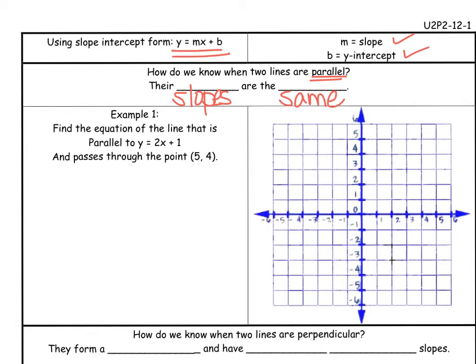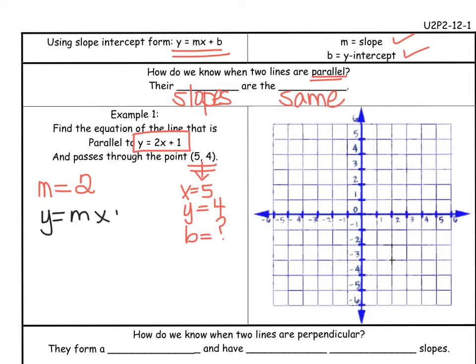So we're going to find an equation of a line that is parallel to y = 2x + 1 and passes through the point (5, 4). If we're looking for a line that is parallel, that means the slope has to be 2 because it has parallel slopes. I need a line that's going to pass through the point (5, 4), so that means my x value is 5 in this ordered pair and my y value is 4. And I need to find the y-intercept, just like what we did when we were writing equations a few days ago. So slope-intercept form is y = mx + b.